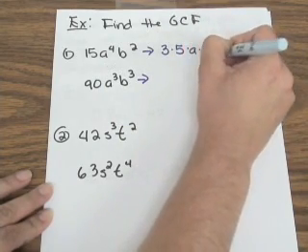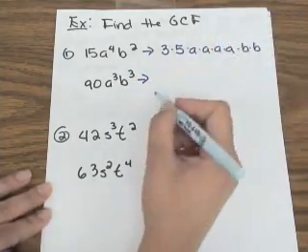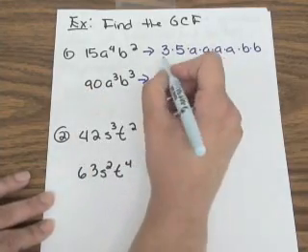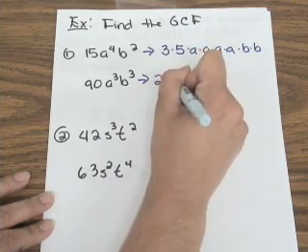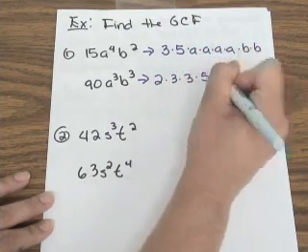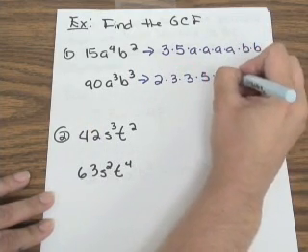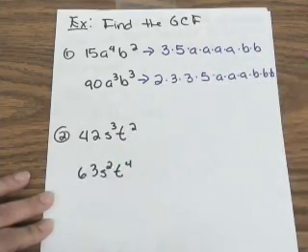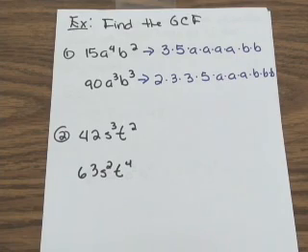We want to do the same thing with 90a cubed b cubed. Since we used 90 earlier, the prime factors of 90 are 2 times 3 times 3 times 5. Next, we want to break down a cubed and b cubed, which would be a times a times a, and b times b times b. The next thing you want to do is figure out which numbers and which variables they have in common. They both have the number 3, and they also both have the number 5.